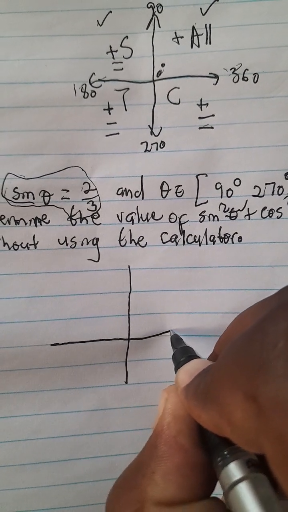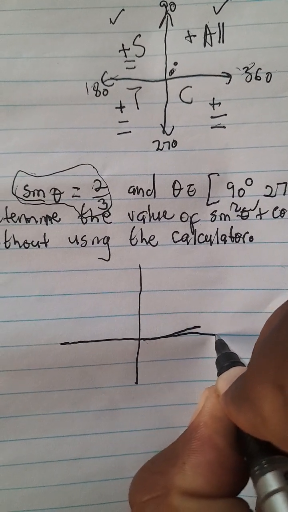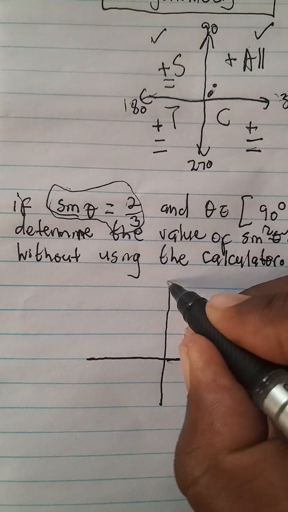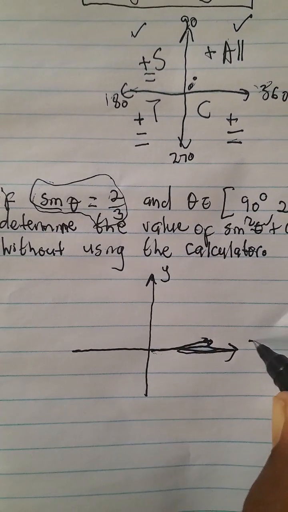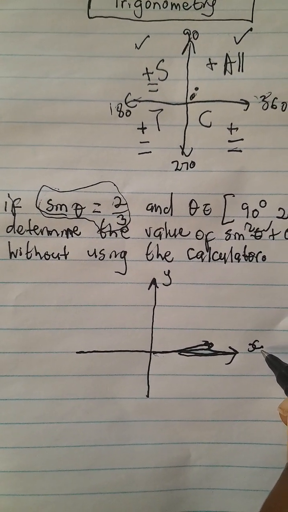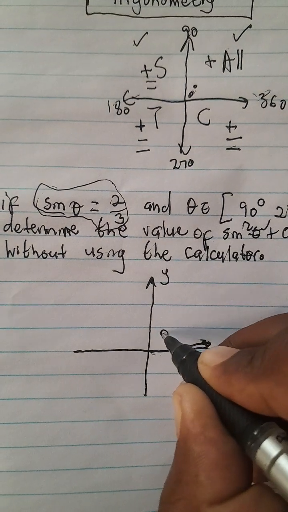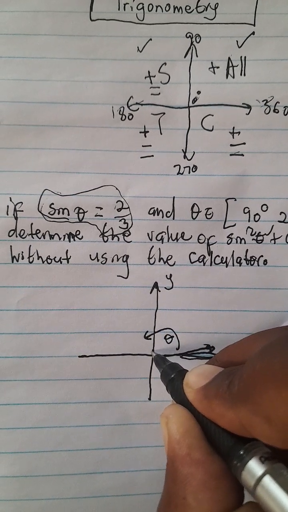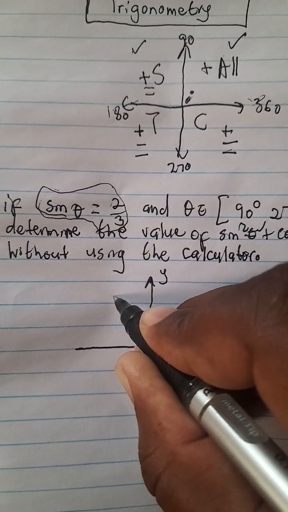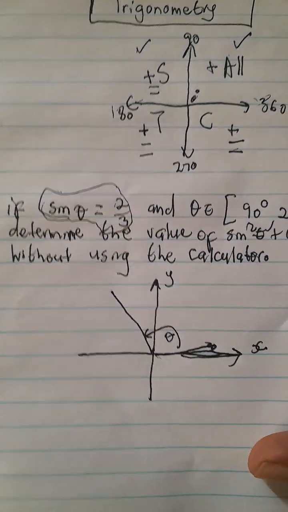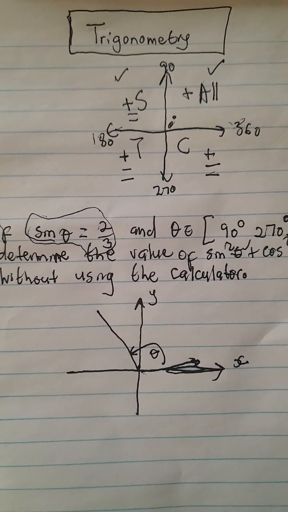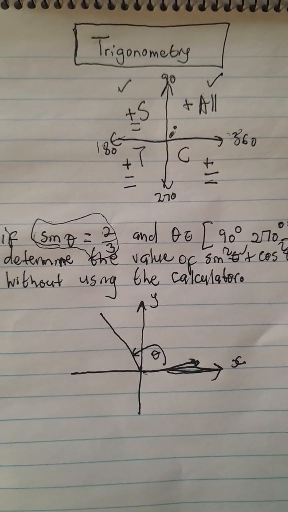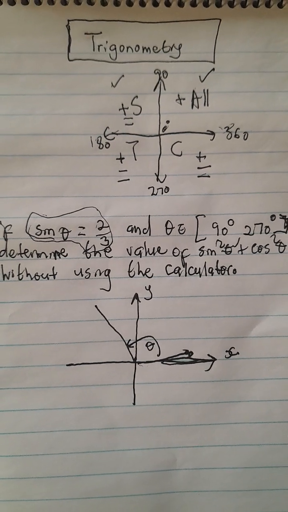So draw your Cartesian plane. We have the y-axis and the x-axis. Our theta will be here. Then when you draw, the arrow will go this side. So let's draw. Someone will ask, Mr. Richard, why are you drawing this diagram on the second quadrant? Why not draw it on the first quadrant?